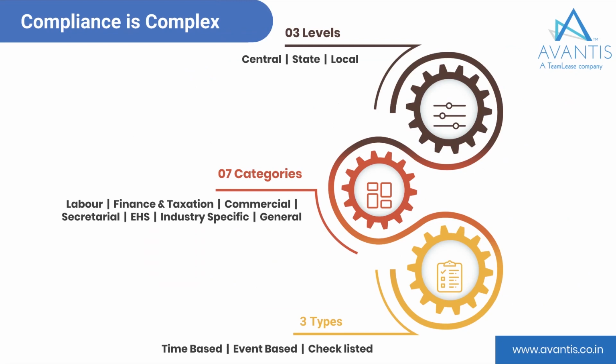Finance and taxation deals with indirect taxes, direct taxes, customs, and so on. Commercial deals with various equipment related compliances, lifts, boilers, electricity, legal metrology, weights and measurement. These are all examples of commercial compliances. Secretarial deals with all your MCA and SEBI compliances.